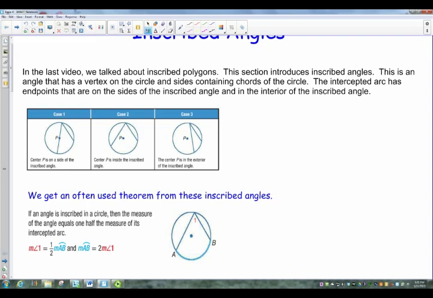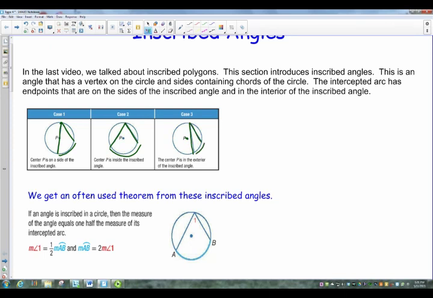We've got a center P that's on the side of this angle. So here's your vertex. Here are those two chords. That's your inscribed angle. This then would be the arc. Okay, that's the intercepted arc. The second case is when the center is on the inside of the angle. So here's again your vertex, here are your chords, that would be your arc. And then the last one, you've got your center here, it's on the outside or the exterior. So there's your vertex, here are your sides or your chords, and that's your arc.